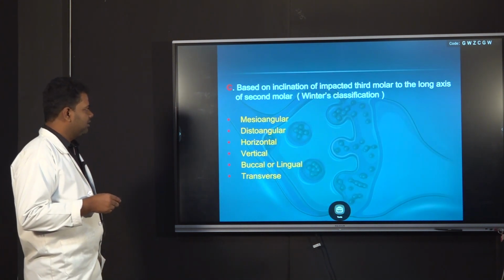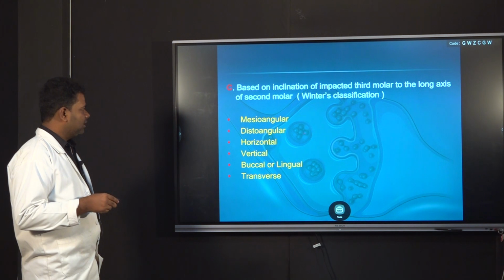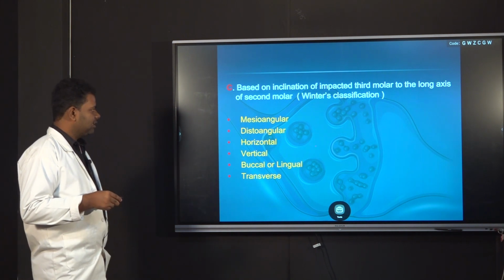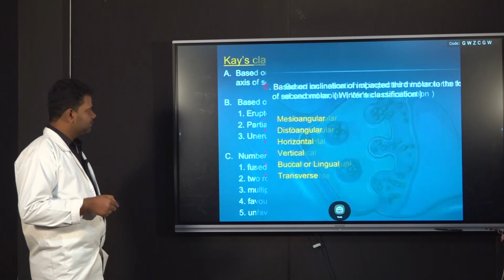And the last classification is based on the inclination of the third molar to the long axis of the second molar, that is based on the Winter classification which we have discussed before.